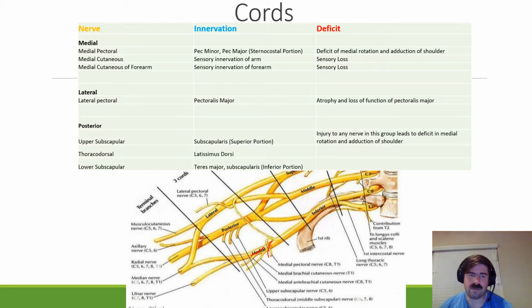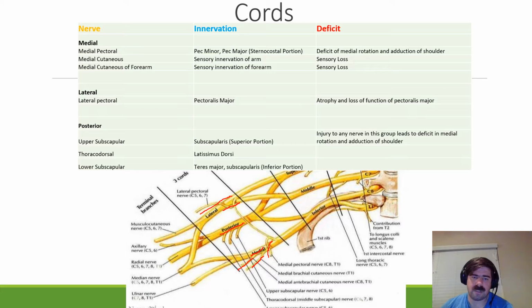Next, we have the medial cutaneous and the medial cutaneous of the forearm. These provide sensory innervation of those regions, and injury to either of those results in a loss of sensation to either of those regions. Next, we're going up to the lateral chord. This gives us the lateral pectoral nerve. This innervates the pectoralis major, and damage to this nerve results in an atrophy and loss of function of the pectoralis major muscle.